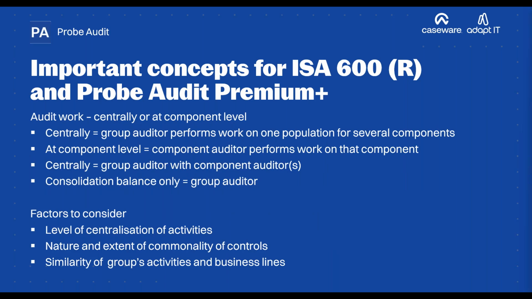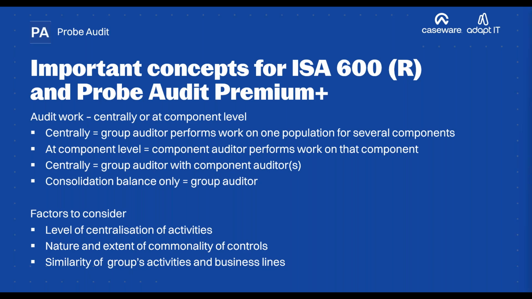Next up, a specifically important term or concept is where the work is being performed. We have one of two terms here. Firstly, the audit work, and I include the risk assessment procedures, is performed either centrally or at component level. These are terms from the standard as well. Centrally is where the group auditor performs all the audit work on this class of transaction, account balance or disclosure, and the standard describes it as being on one population that involves several components.